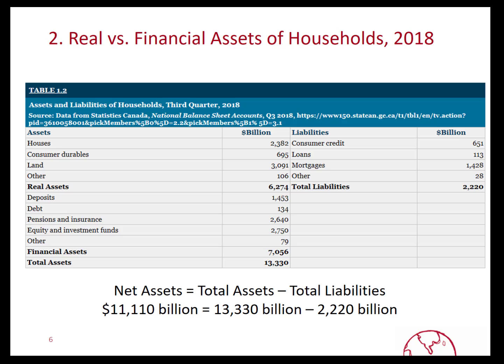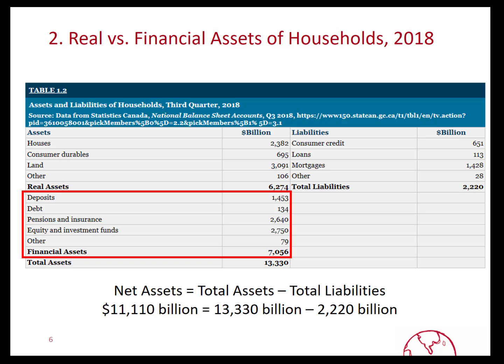So when we look at Canada and the households, we see that the vast majority of assets are real assets and financial assets, split roughly 50-50. So you can see that housing and real estate are worth around $2.4 trillion in our national accounts. Land is another $3 trillion, and real assets are around $6.2 trillion.